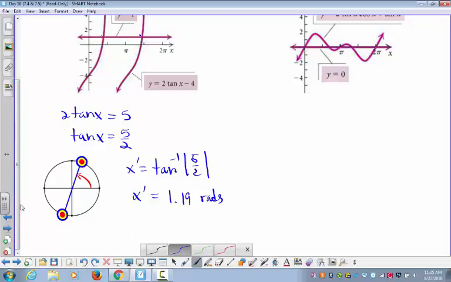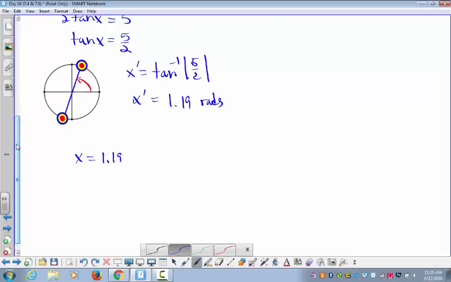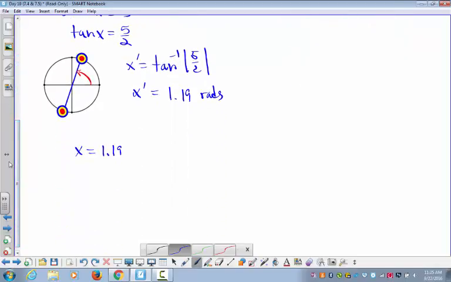We're in quadrant 1. So this allows us, then, to write our final answer, x equals 1.19 radians. They didn't tell us what to round to, so we'll just do this. 1.19 radians plus pi k. So pi k, because these are evenly spaced on the circle, so we can get away with one equation for our solution set, not two. So that would be our set of all solutions.